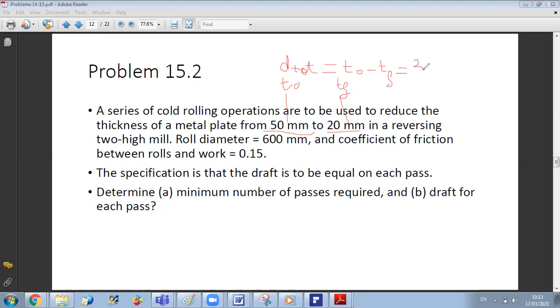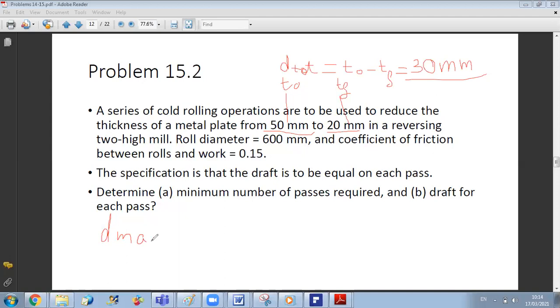But this draft is very high. I cannot easily find an operation that can do for me a 30 millimeter draft in one pass. So this is not usual. It's not a common value. So I need several passes in order to accomplish this operation. Now, in order to know how many passes are required, I will calculate what is the maximum draft that can be performed by this rolling operation.